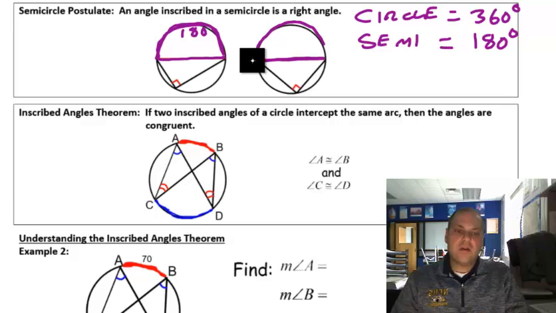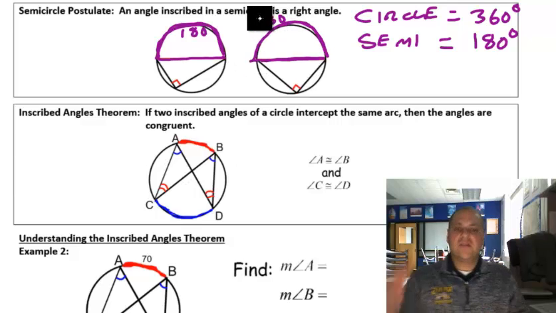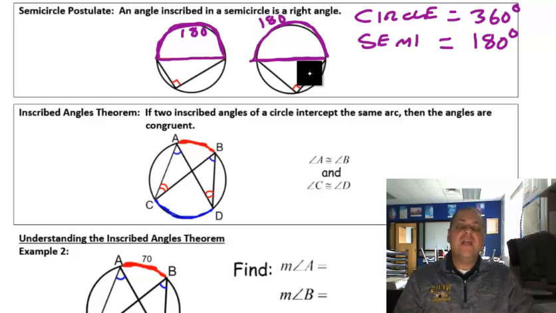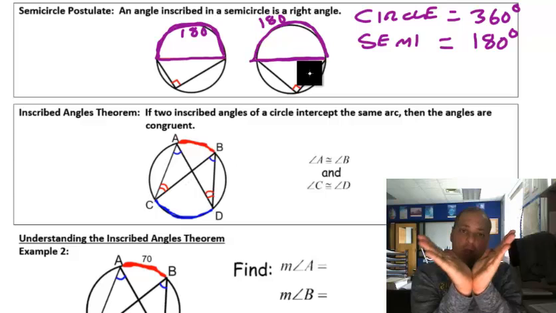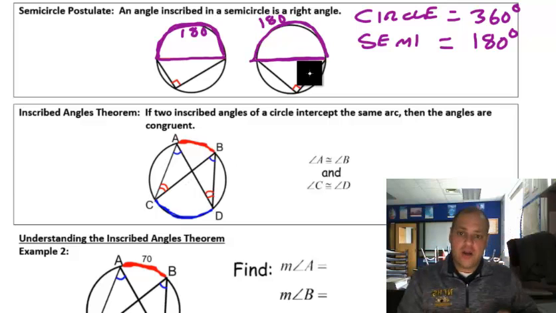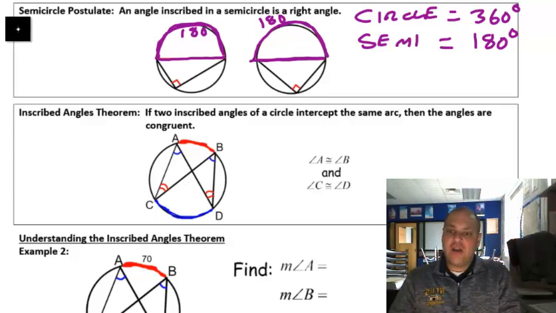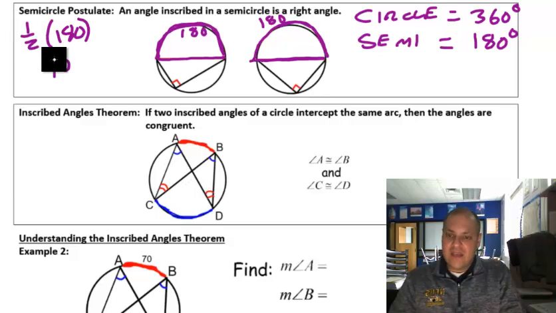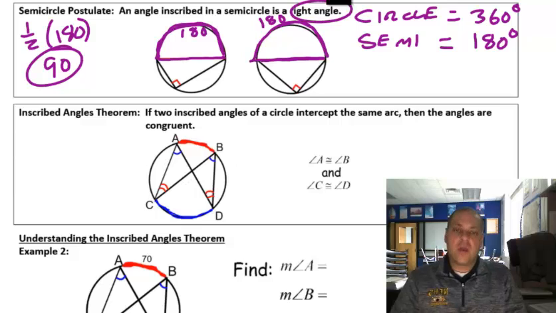Intercepted arc right here. Got to be 180 because it's half of the circle. So if the intercepted arc's 180, the inscribed angle is half of 180, right? Half of 180 is 90, and a 90 is a right angle.